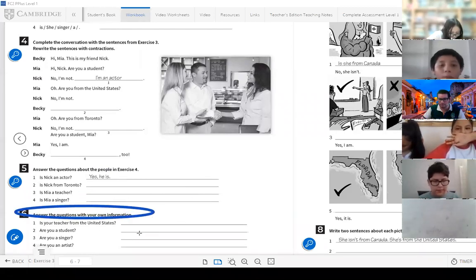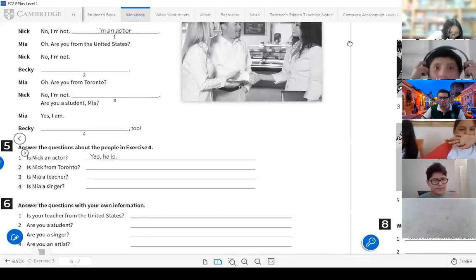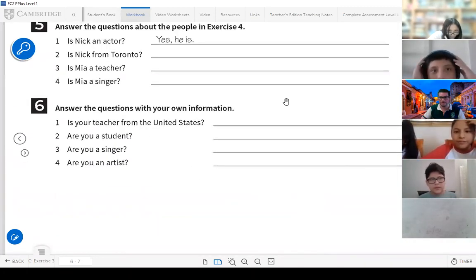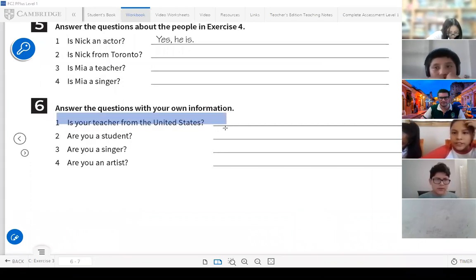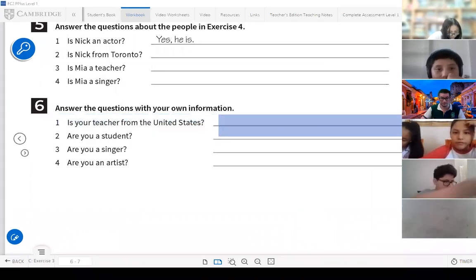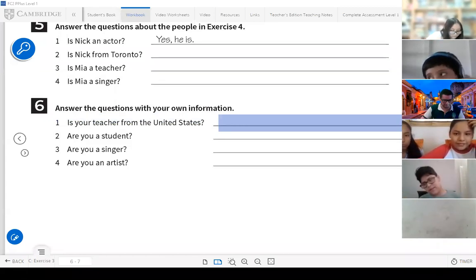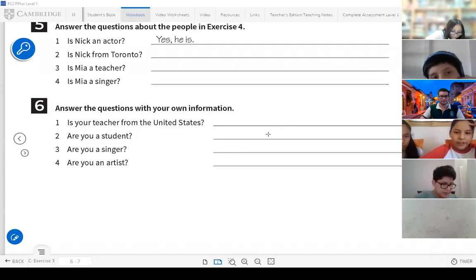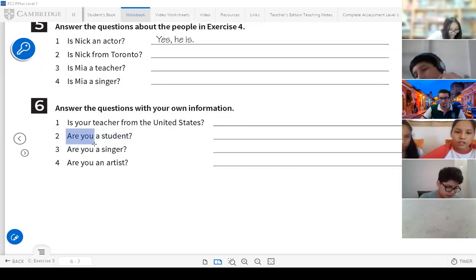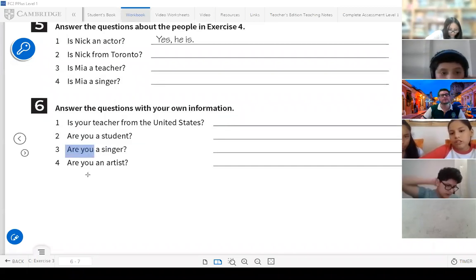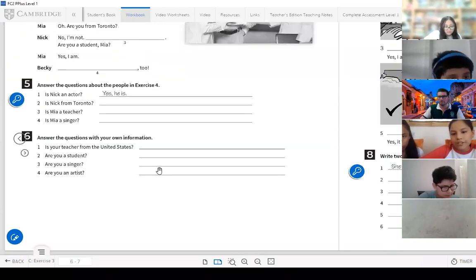Number 6, answer the question with your own information. Aquí vas a completar con tu información personal. ¿No? Dice, is your teacher from the United States? No, I'm really Peruvian. Yo soy más peruano que la papa, chicos. Así que ya tendrán que responder aquí. Pues no, he is, no, he is, and no, she is, no, she is, and etc. Luego aquí, are you a student? Recuerda, si te pregunta con you, respondes con I, ¿verdad? Are you a singer? Te pregunta con you, respondes con I. Are you an artist? Te pregunta con you, respondes con I. Eso es todo lo que tienes que hacer, ¿ya?